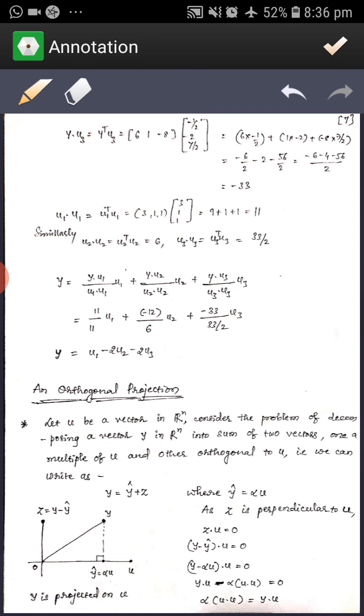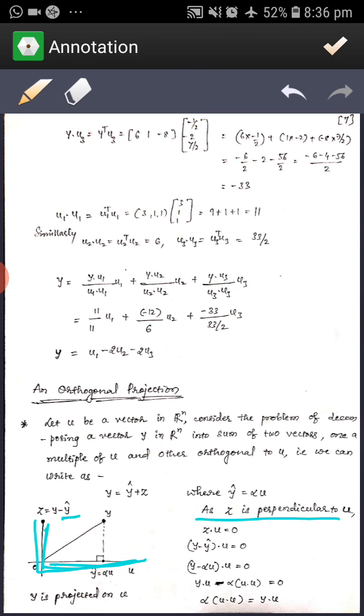Okay, y minus y cap here. So if it is like this, then we say z is perpendicular to u. As we see here, z is perpendicular to u, so z dot u is equal to 0. We say orthogonal when the inner product of the two is 0, so z dot u is equal to 0. Then what is z?